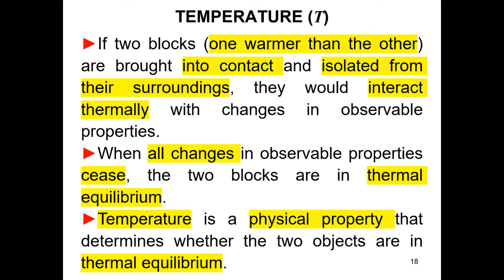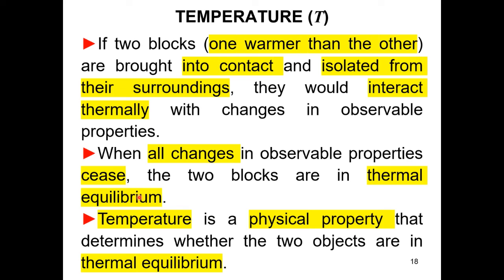Temperature. What is temperature? Temperature is a very important thing in thermodynamics. If two blocks, one warmer than the other, are brought into contact and isolated from their surroundings, they will interact thermally with changes in observable properties. When all changes in observable properties cease, the two blocks are in thermal equilibrium. So what is it actually saying?